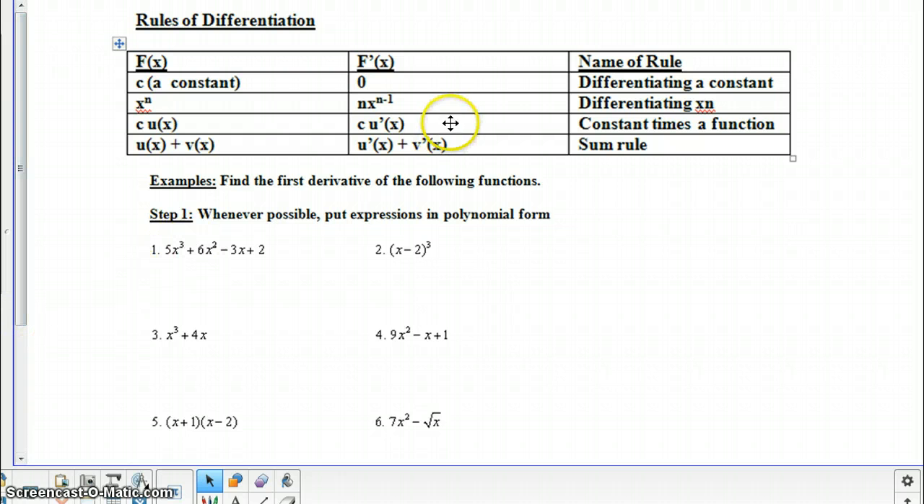Okay, so we have 2 rules so far that we've talked about. When f of x is a constant, the derivative is going to be 0. The name of that rule is differentiating a constant. The second one is x to the n. We also call this the power rule: the derivative of x to the n power would be n x to the n minus 1. So this we can also write as the power rule.